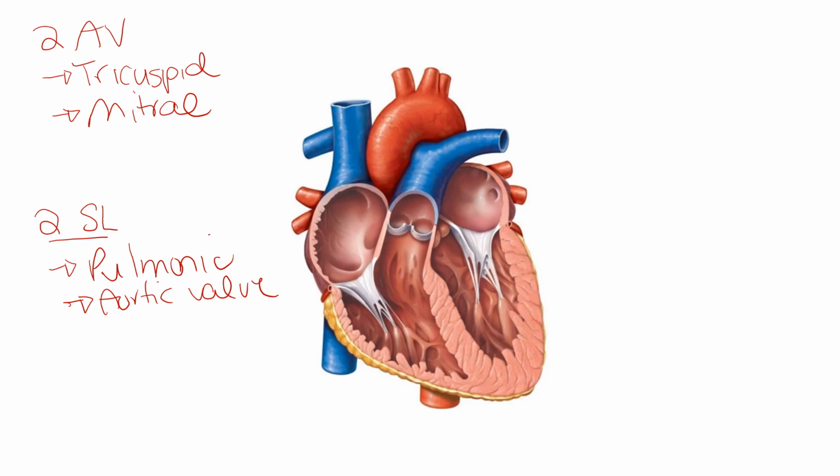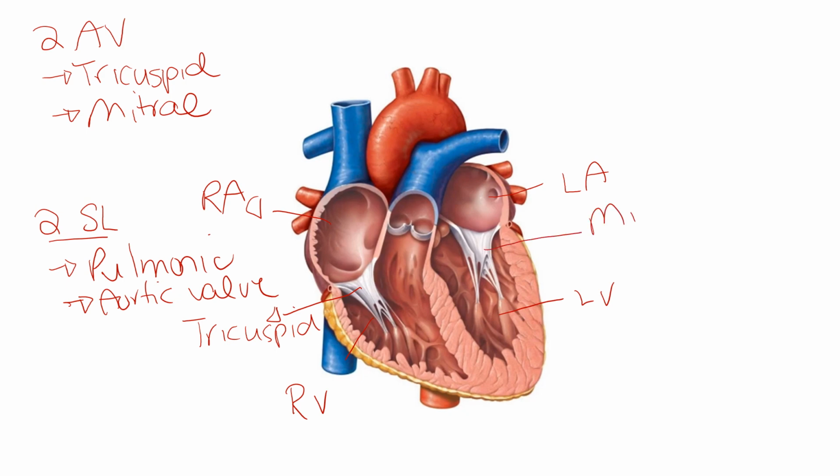So the tricuspid valve, like we mentioned in our previous slide, is located between the right atrium of the heart and the right ventricle. So this valve right here will be your tricuspid valve. The mitral valve is located between the left atrium of the heart and the left ventricle. So this valve right here is the mitral or the bicuspid valve.